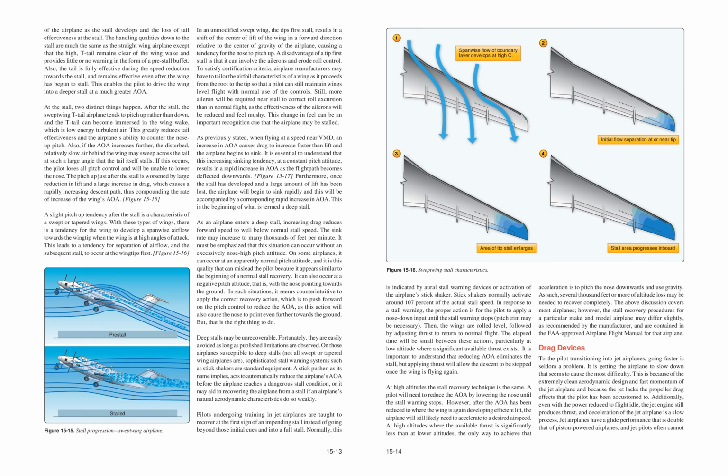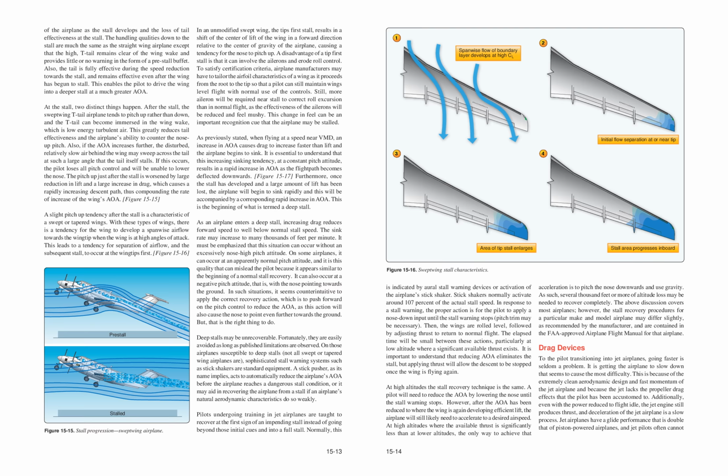It is important to understand that reducing AOA eliminates the stall, but applying thrust will allow the descent to be stopped once the wing is flying again. At high altitudes, the stall recovery technique is the same. A pilot will need to reduce the AOA by lowering the nose until the stall warning stops. However, after the AOA has been reduced to where the wing is again developing efficient lift, the airplane will still likely need to accelerate to a desired airspeed. At high altitudes where the available thrust is significantly less than at lower altitudes, the only way to achieve that acceleration is to pitch the nose downwards and use gravity.